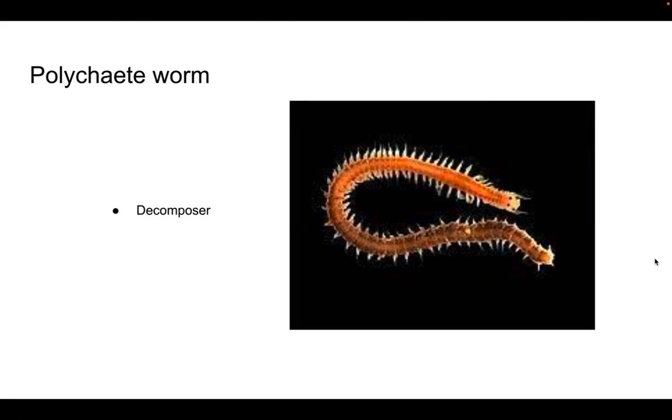So right here is the decomposer, the polychaete worm. The polychaete is a paraphyletic class of generally marine annelid worms, commonly called bristle worms or polychaetes. Currently, over 13,000 polychaete species have been scientifically described worldwide, and thousands more await discovery and description.